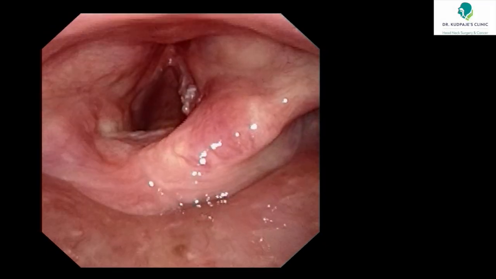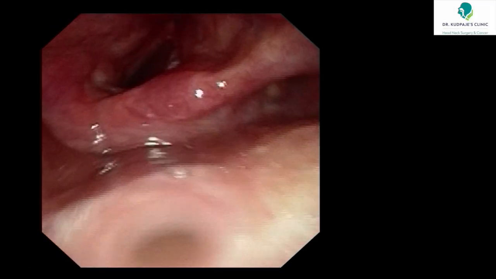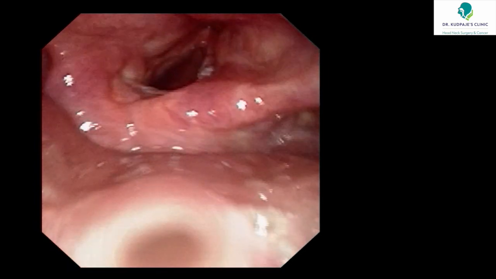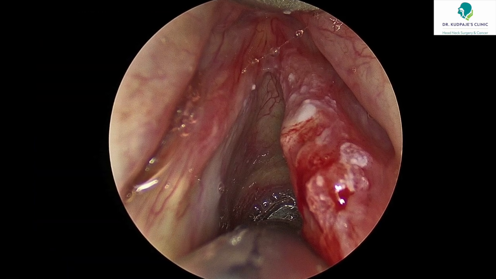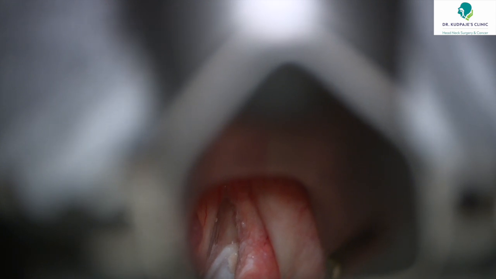This case is a patient who was about 68 years old, presented with voice change. Clinic endoscopy showed a suspicious growth in the right vocal cord. The anterior commissure appeared free. The lesion was extending to the anterior commissure. Posteriorly, the lesion was extending up to the vocal process of the arytenoid.